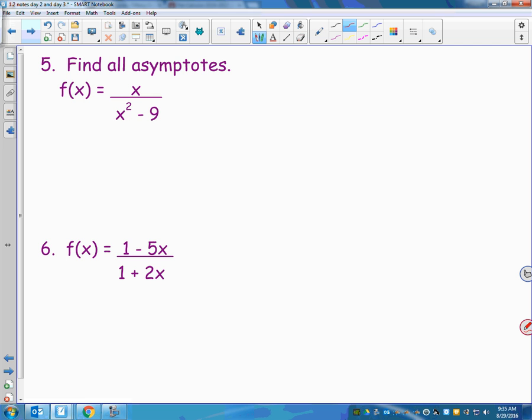Find all asymptotes. And when you're going to graph, that's step one. Find your asymptotes. But if you can find your asymptotes, then you can have a pick point between the asymptotes. So I usually start with the vertical asymptotes. That's just me. Because to find my vertical asymptotes, I'm just going to set that bottom equal to 0.